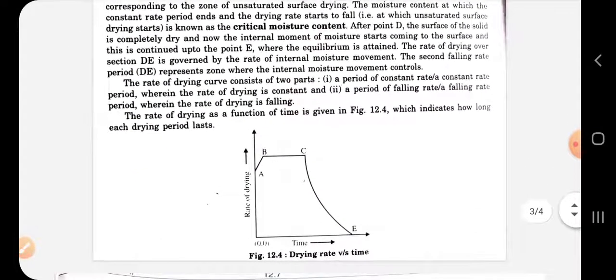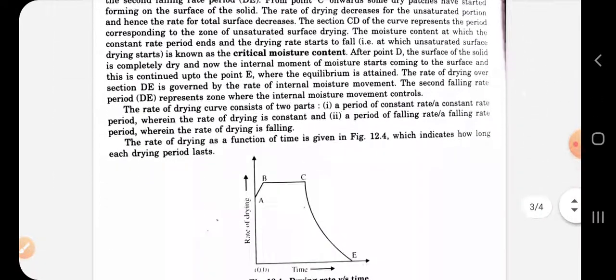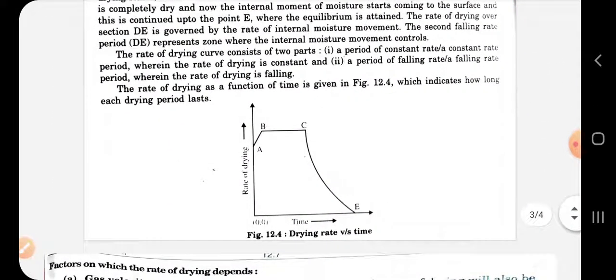Further ahead, the rate of drying curve. Now this curve was given as a function of moisture content. The same curve now we will see as a function of time, which indicates how long each drying period lasts. So we can see the period AB is comparatively smaller. BC is the constant rate period, and then the falling rate period is the longest, as the rate of drying keeps on decreasing with time.